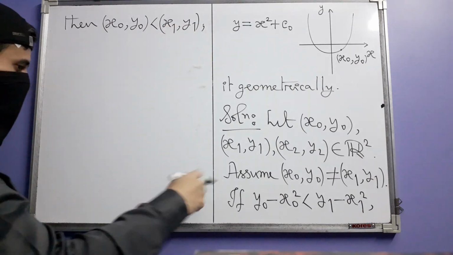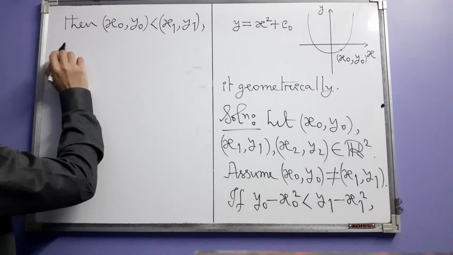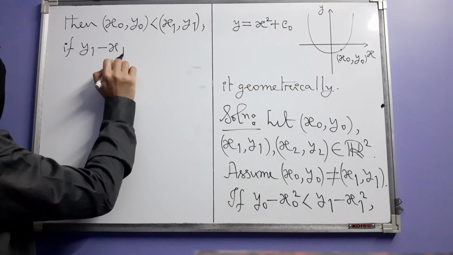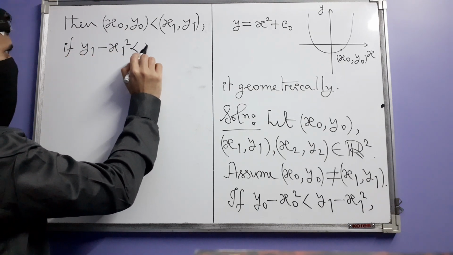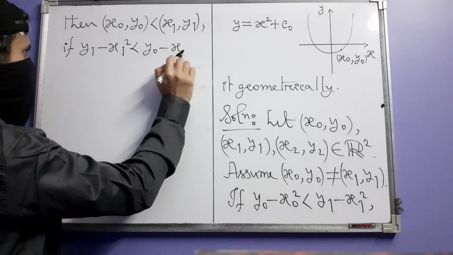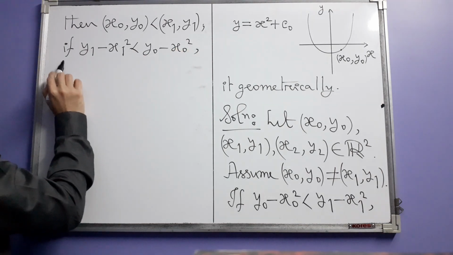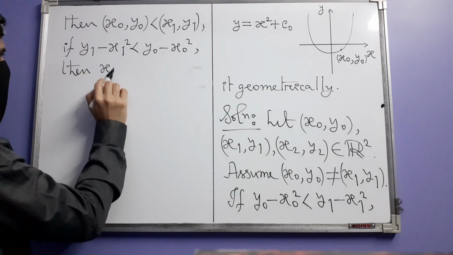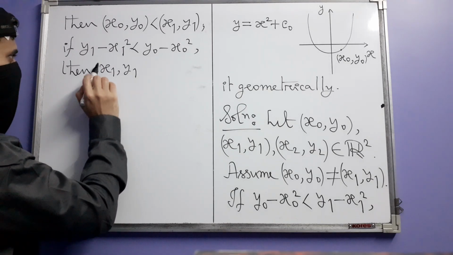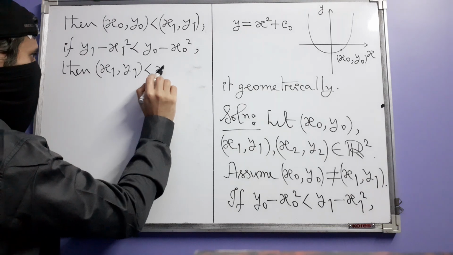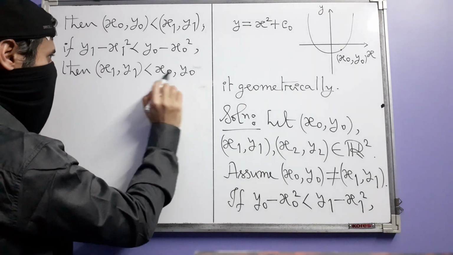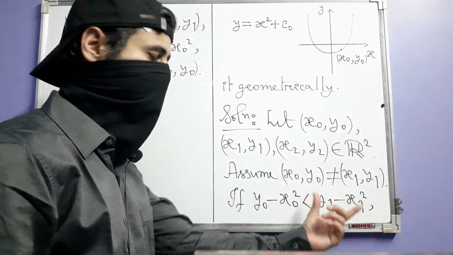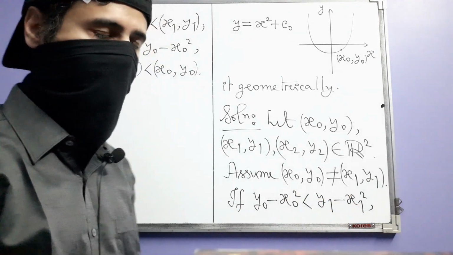However, the opposite can also happen. If y1 minus x1 square is less than y0 minus x0 square, then again by the definition, this time (x1, y1) is less than (x0, y0). But there is a third possibility also where these two are equal. What about that one?